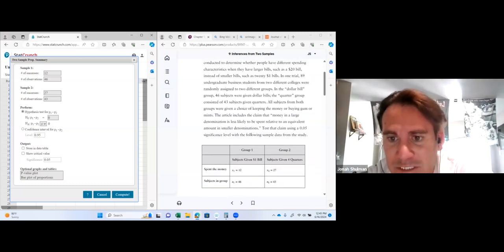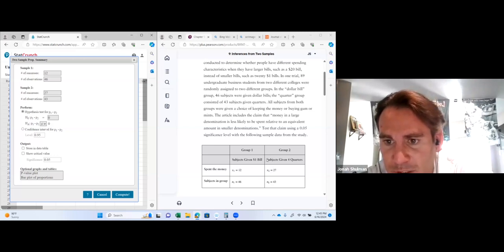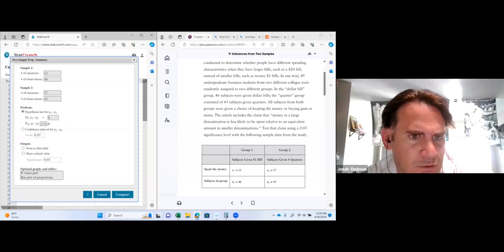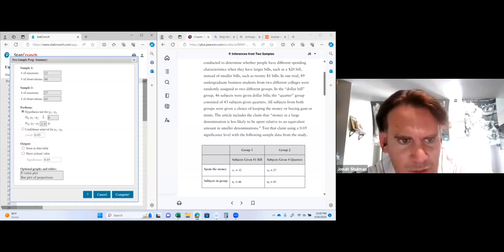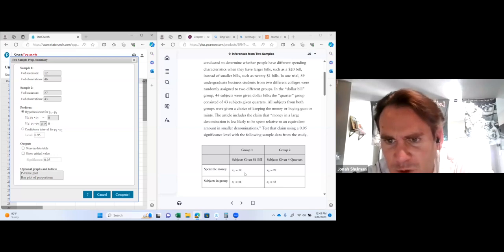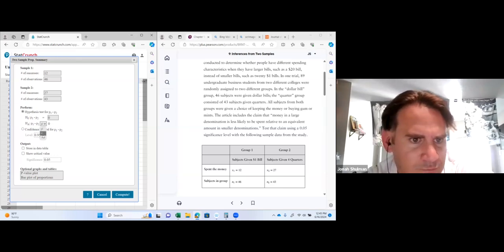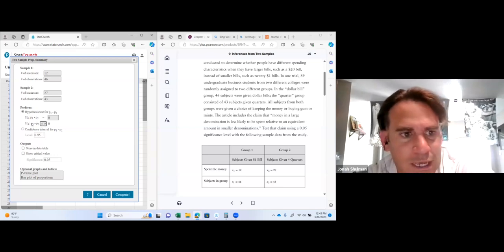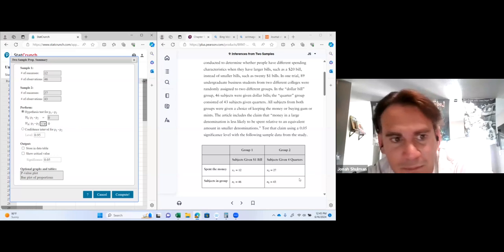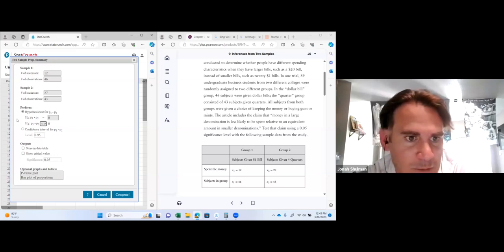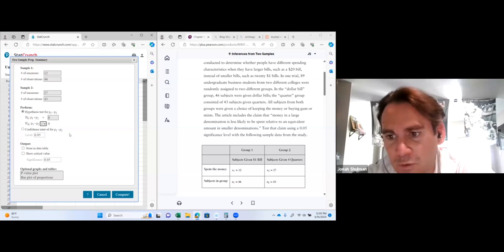If it's less likely to be spent, that means p2 should be bigger than p1. So p1 minus p2 is 0. This is 1 and this is 2. If I want 2 to be bigger than 1, this should be negative. It should be less than 0, because that's what we're testing. That's why I have to have it as less than 0. And I could be wrong. It's number 1, so we can check it.